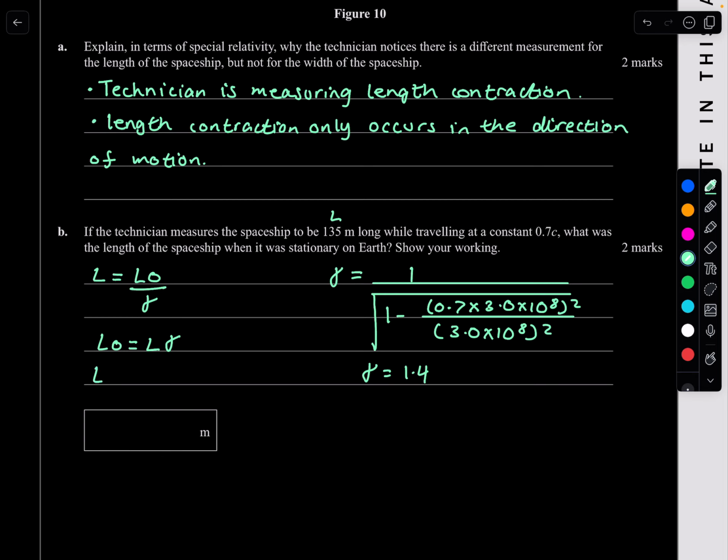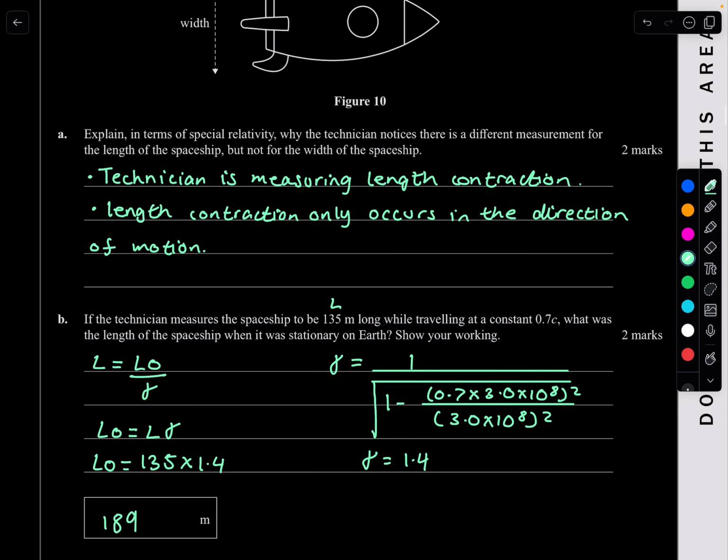So your proper length is your contracted length, which is 135, times your Lorentz factor. That's going to give me basically 189. That's your proper length.